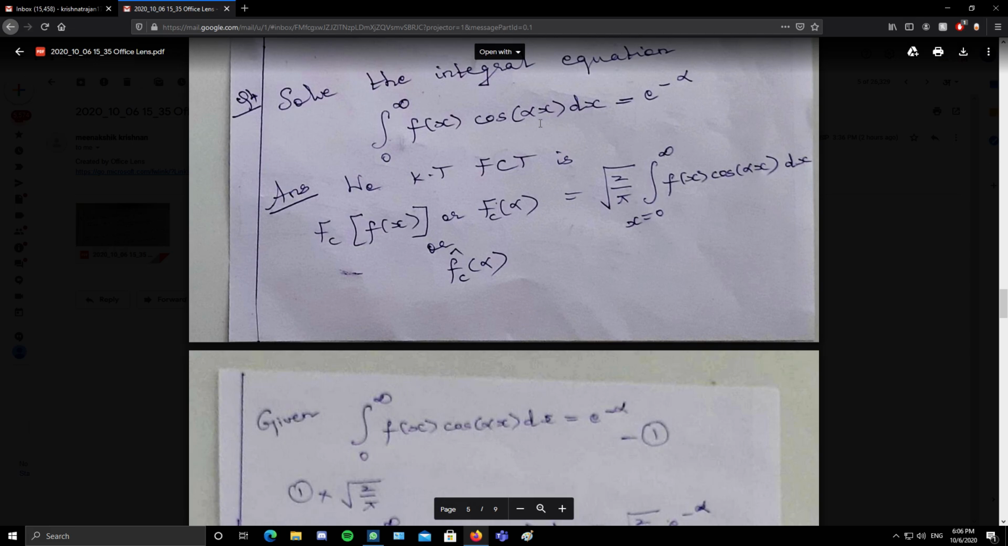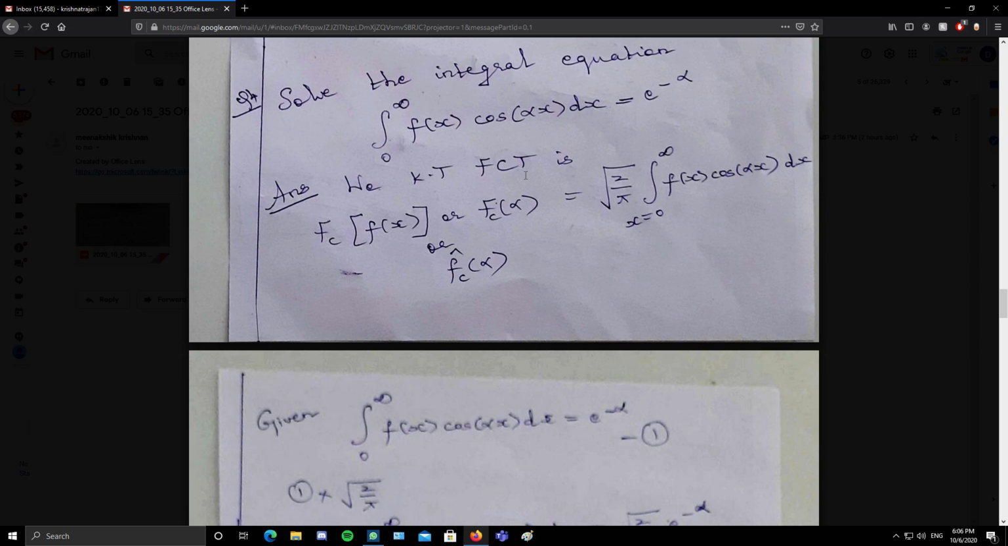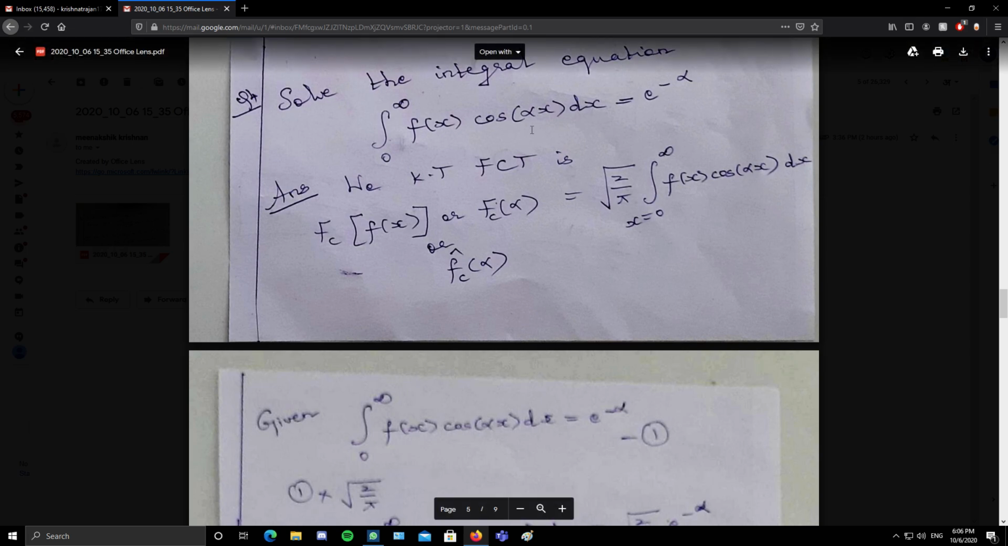If you have cos alpha x, start with cosine transform. If you have sin alpha x, use sine transform. If you have e power i alpha x, use the exponential transform. We will also be doing a problem from sine transform, solving integral equations using sine transform. I will discuss that.